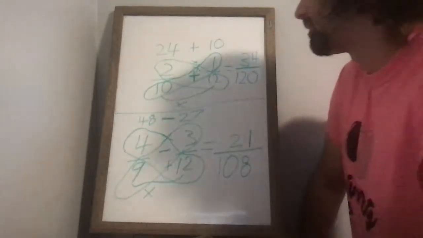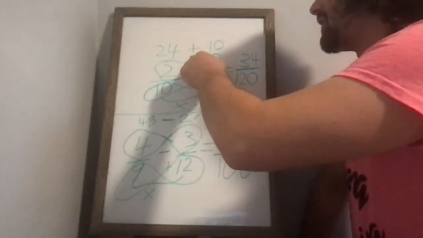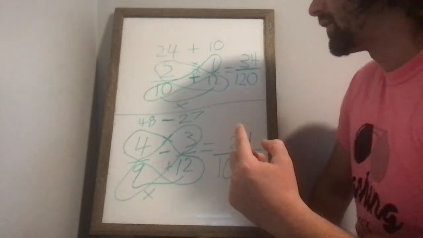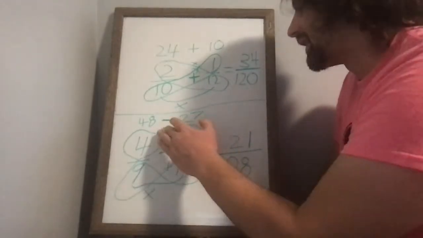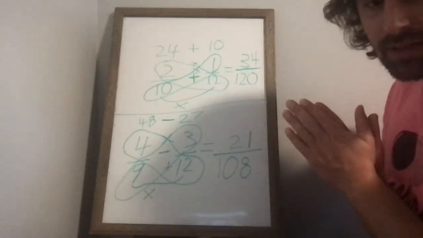Step 4, for the adding fractions, you put a plus sign and you add the numerators. For the subtracting fractions, you put a minus sign and you subtract the numerators. That is the only difference. All the other steps are the same.